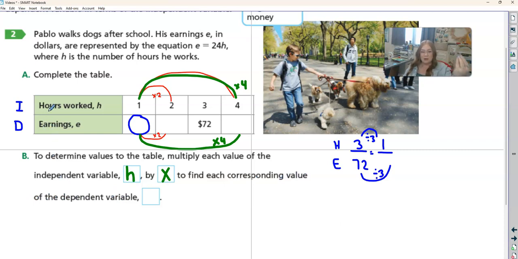Which one depends on the other one? How much money he earns depends on how many hours he chose to work. So the first one in the chart is independent. And in the equation, it's the one that has the coefficient. This is independent. He gets to choose this, but this will depend on how many hours he chose to work. The second one is dependent. It's all alone, which is kind of weird in the equation, but this depends on this. We can't know this answer until we know what H is.